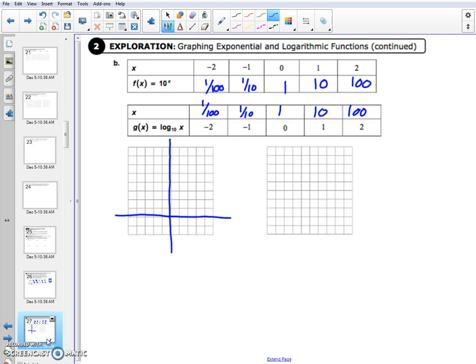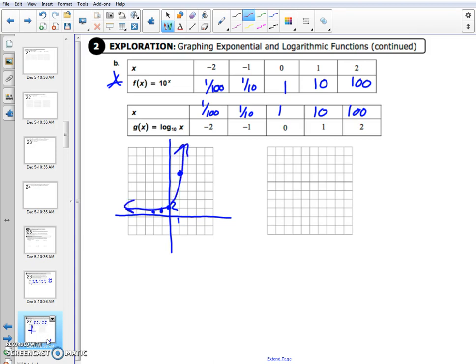So I'm going to count by 1 on the x-axis and 2 on the y-axis. So when I'm graphing this first one here, I have the points -2, 1/100, so really, really close to the x-axis, -1, 1/10, 0, 1, and 1, 2, 4, 6, 8, 10. So that's that normal exponential shape we're used to seeing.